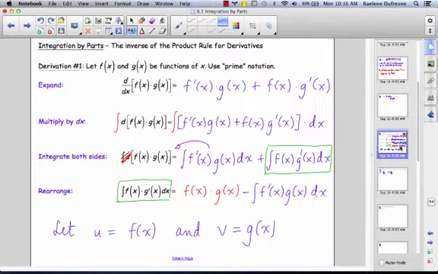So the first thing we want to do is start off by expanding the derivative of the product u times v.